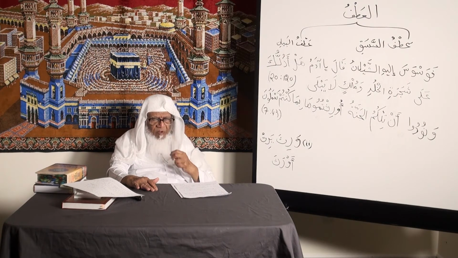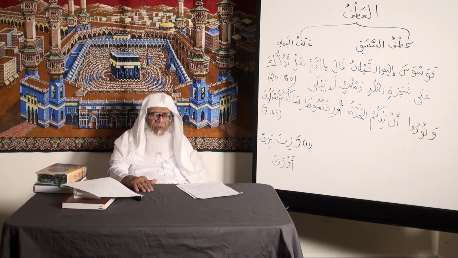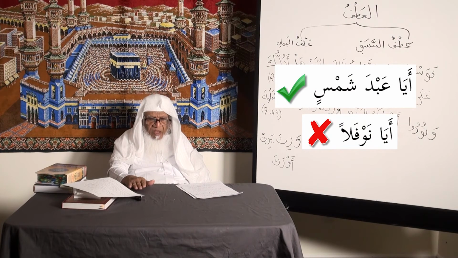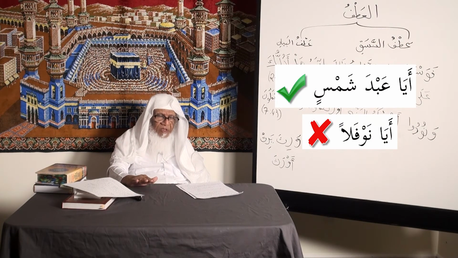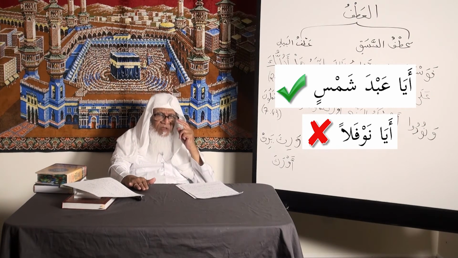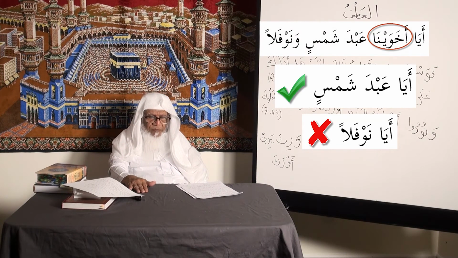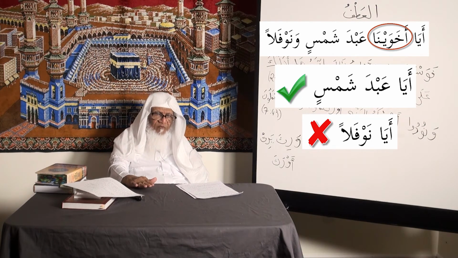Now another example, an example of omitting the first element, is the famous line of poetry by Abu Talib. Aya akhawayna abda shamsin wa nawfala. Oh, our two brothers, abda shams and nawfala. Now, akhawayna is mansub because it is munada mudaf. Akhawayna: na is mudaf ilay, akhaway is mansub. Abda shamsin is atf bayan. That is also mudaf and mudaf ilay, is mansub.